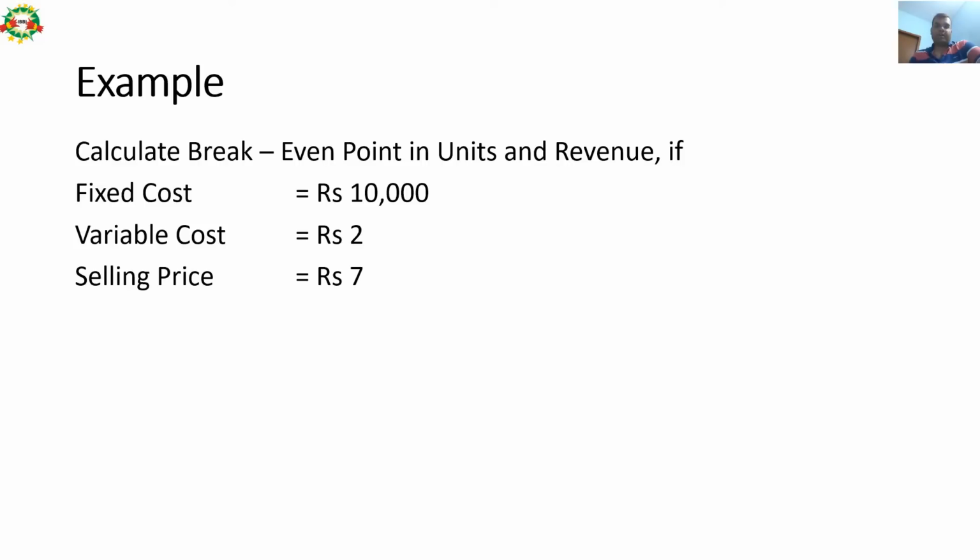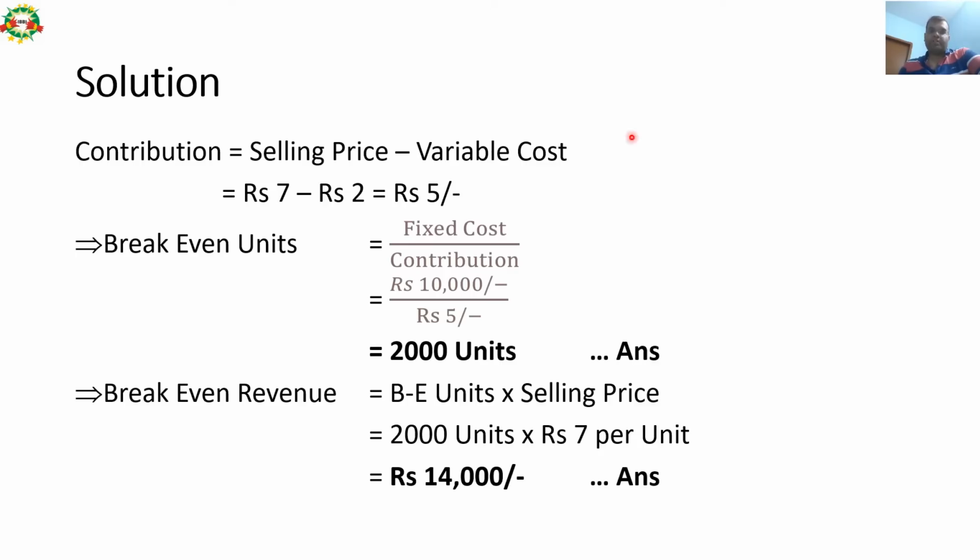Let us say fixed cost is 10,000 rupees, variable cost is 2 rupees, and selling price is 7 rupees. So this is the solution. Contribution is nothing but selling price minus variable cost.